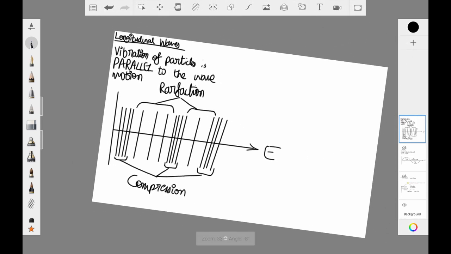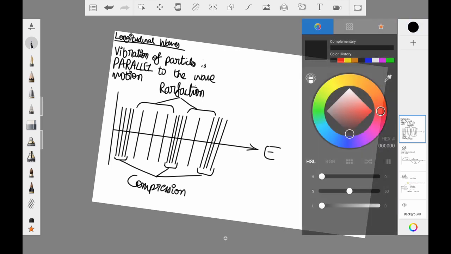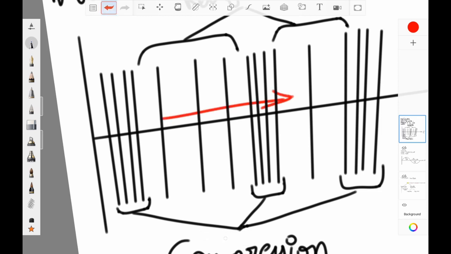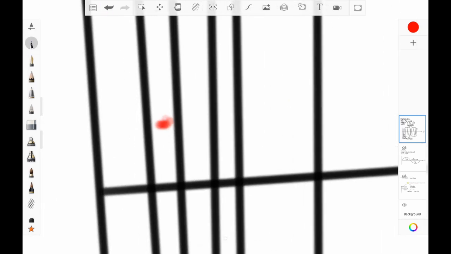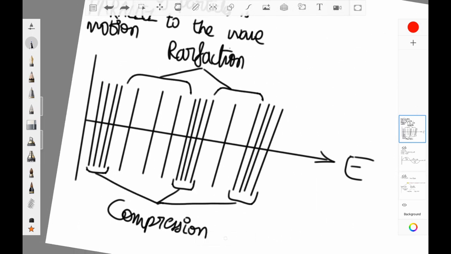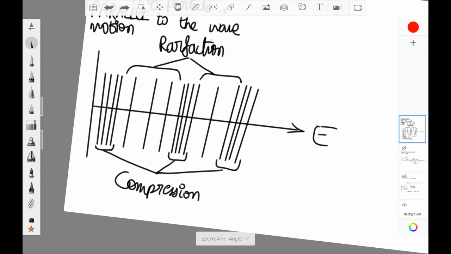Right, so longitudinal waves. Longitudinal waves consist of vibrating particles that vibrate parallel to the wave motion, or you can also say that they vibrate in the same direction as the direction of the wave motion. Now what this means is that as the wave is moving in this direction, the particles themselves are also vibrating in the same direction. This leads to points of higher pressure and points of lower pressure forming. The particles are closer together and further apart.